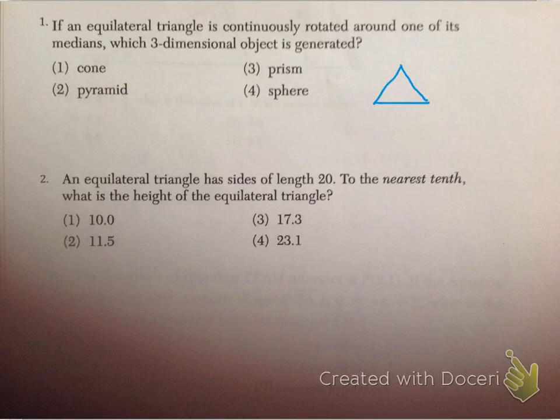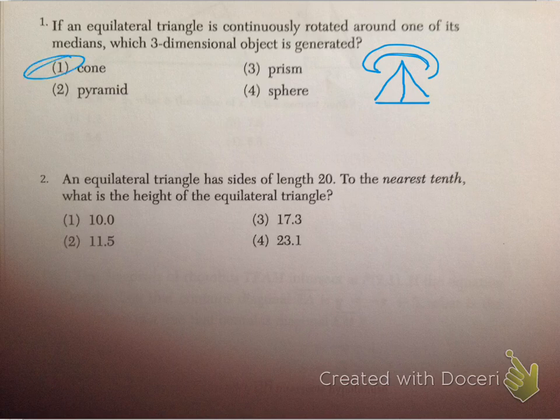Okay, here are the solutions for the final exam. So question number 1 says if you have an equilateral triangle and you rotate it around one of its medians, so let's say this is the median. That's the median right there. It's just going to keep spinning around and around and around, and that will eventually turn into a cone.